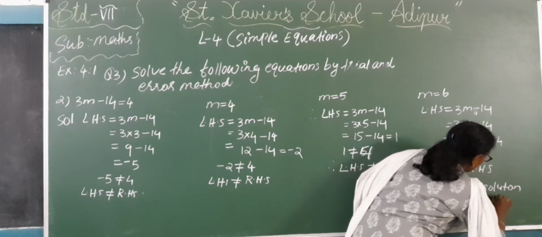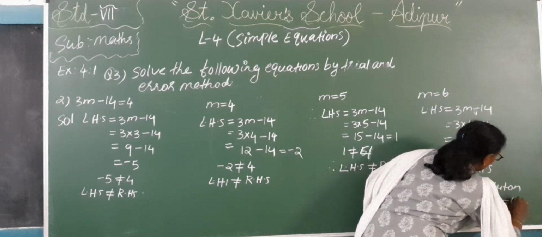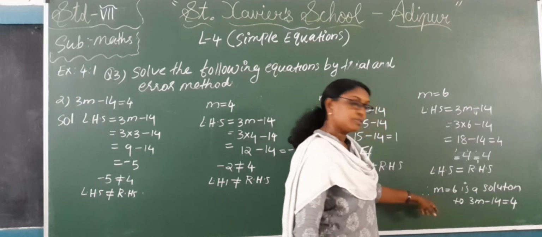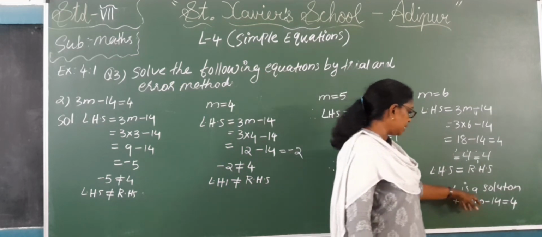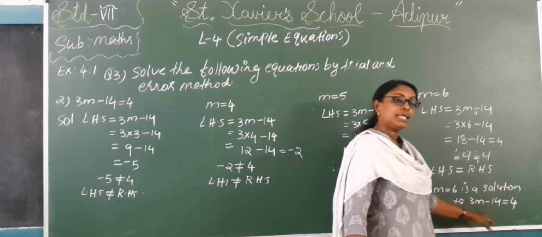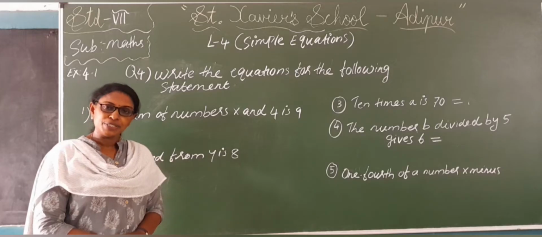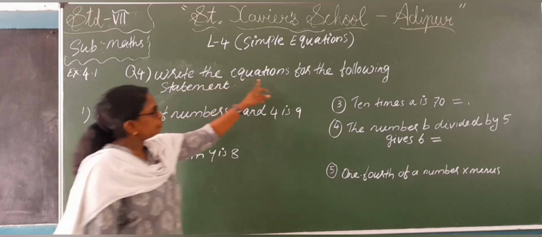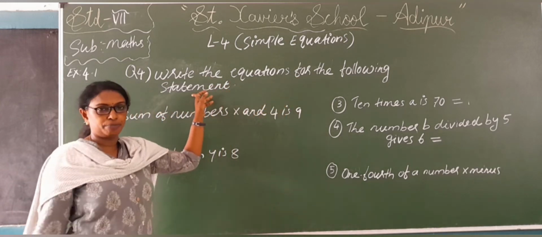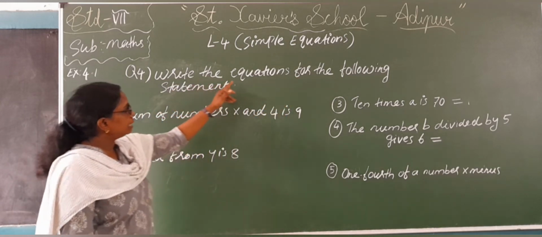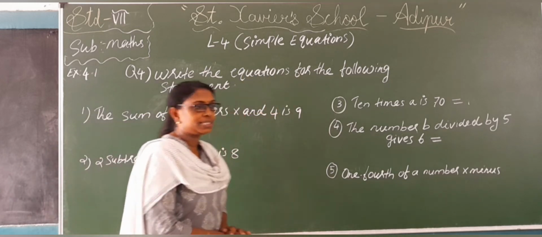3m minus 40 is equal to 4. Okay, m is equal to 6 is a solution to 3m minus 40 is equal to 4. Next question: write the equation for the following statement.